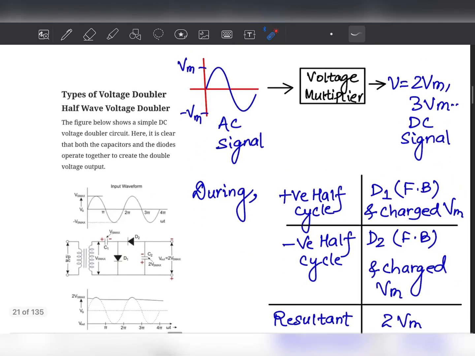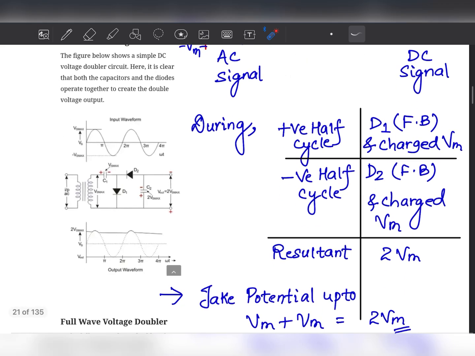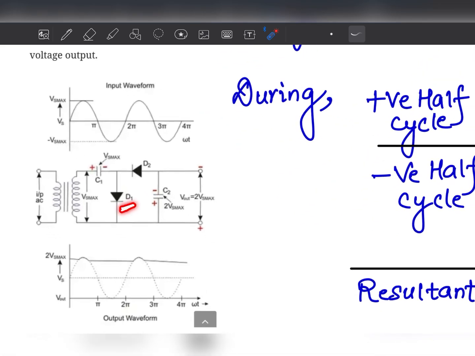So how it works, now you understand very well. We are taking an AC signal here, this is the voltage multiplier circuit, and we are getting DC two times the AC input voltage. You can see the circuit here: this is the D1 diode, D2 diode, and this is the C2 capacitor and C1 capacitor. Here we are giving the AC input, and we get output two times the peak voltage of the AC input voltage.